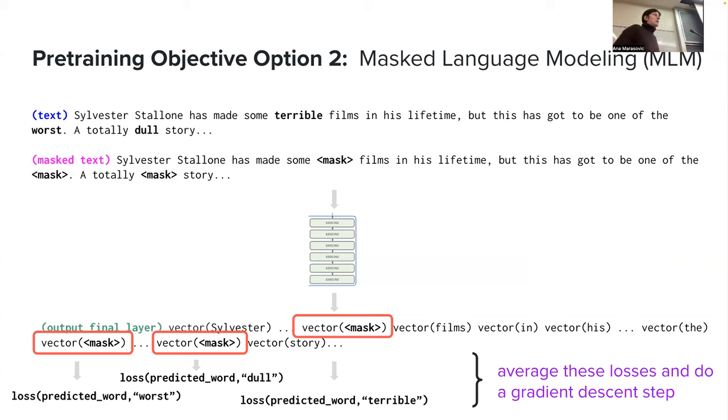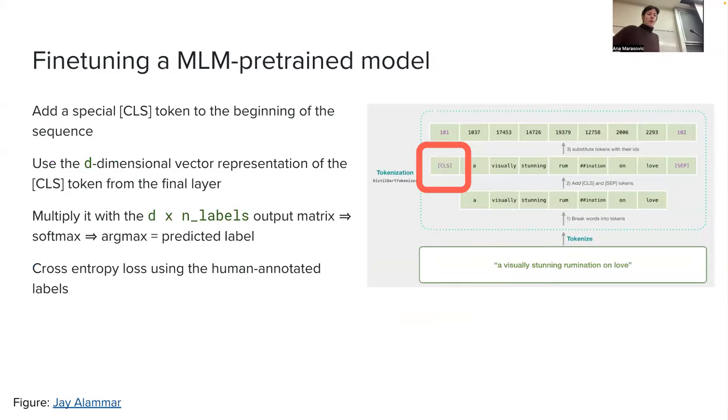And that's what masked language modeling is. It's just another way to pre-train this model by using this large corpus. Okay, so when we are done with our pre-training, we have done what I've just described.